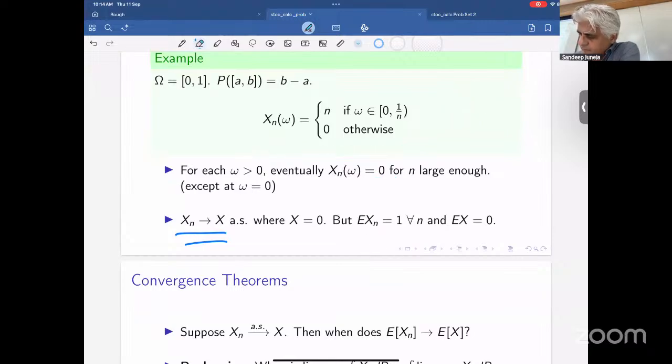Except at one point. And e of x is equal to 0, as we argued last time. But e of xn is always equal to 1. So in the limit also, it's equal to 1. It's not equal to e of x, which is 0. Any questions on this? Is it kind of clear? So this example is clear to everybody, right?